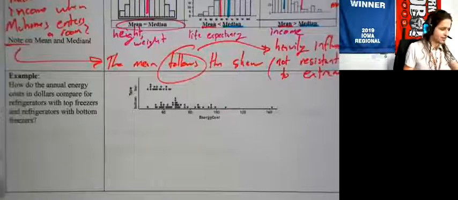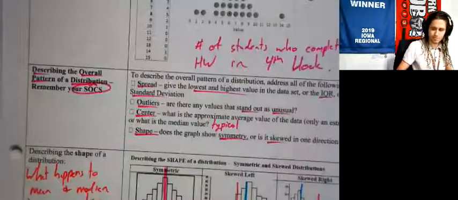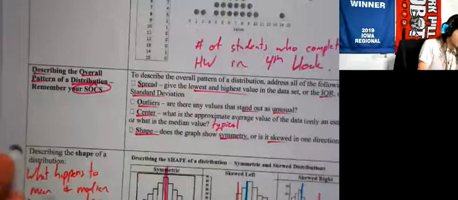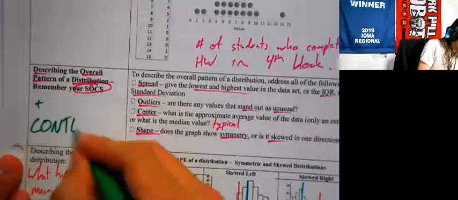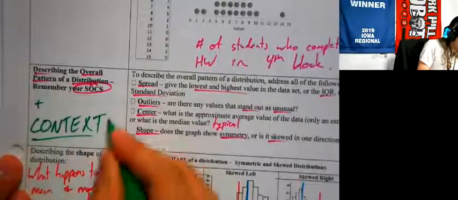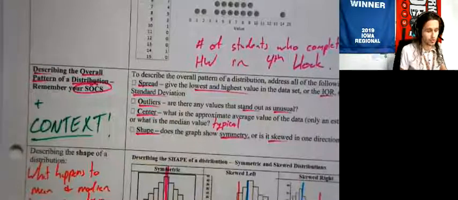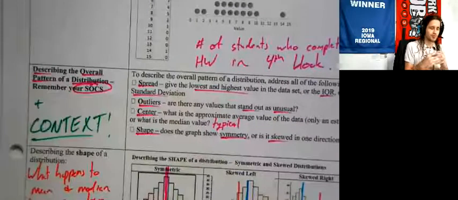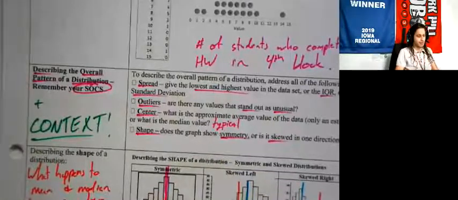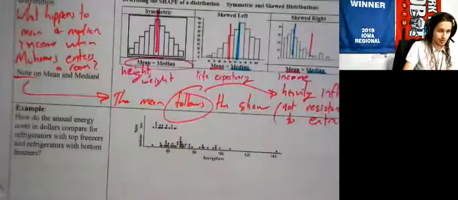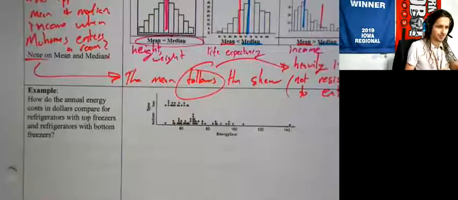One thing I forgot to mention, back up here. When you're describing this, you need something more. Plus context. Everything we do requires context. What's context going to be? Name the variable. Use the words. Talk about the situation. Give the numbers a label. Don't just have naked numbers flying around. So, how do the annual energy costs in dollars compare for refrigerators with top freezers and refrigerators with bottom freezers?